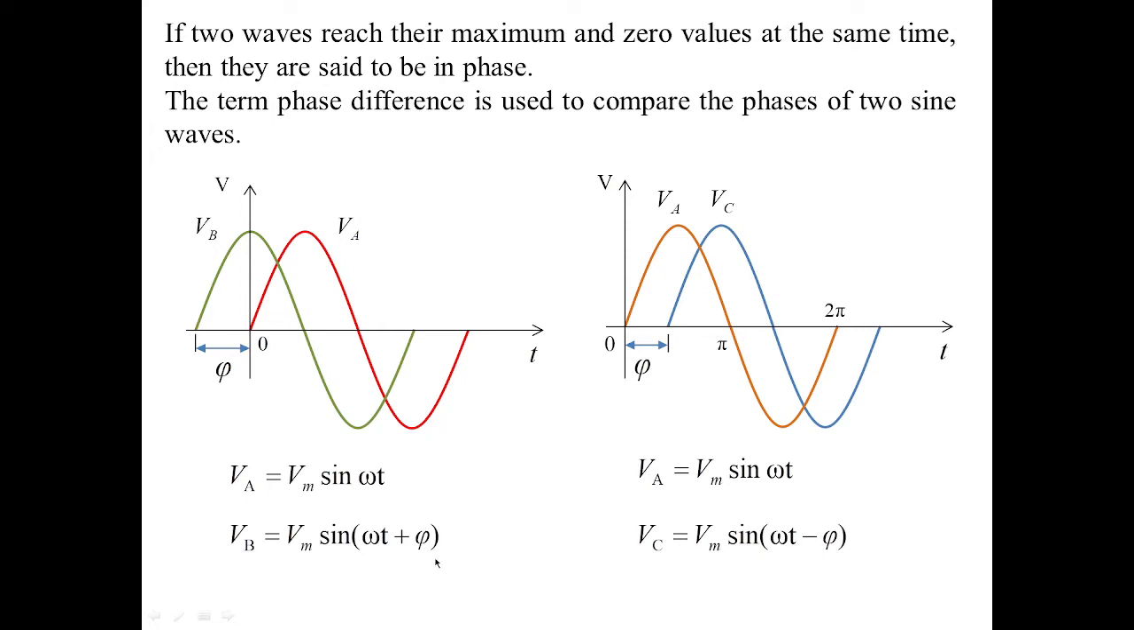With these two waveforms, that is VB and VC, compared to the reference waveform VA, we can state that voltage VB leads VA by angle phi. Similarly, voltage VC lags VA by phi. So these basics are very important to understand the behavior of a voltage wave, a current wave, a power wave in any electrical or electronics network.